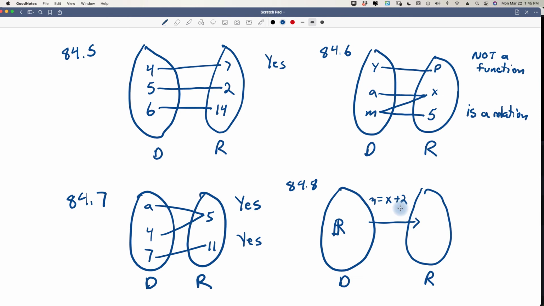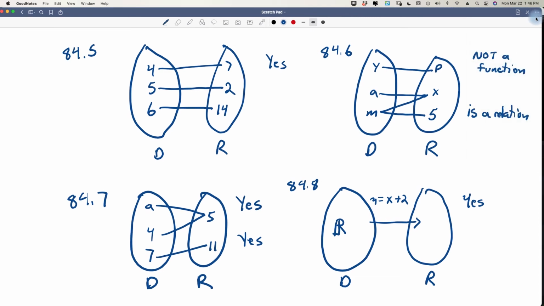So is this a function? Yes, because we can plug in any number and get a response for y. So this is a function. It's also a relation because whatever x value is, you can get a y value for it. So it's both. Okay? Let's move on to 84.9.